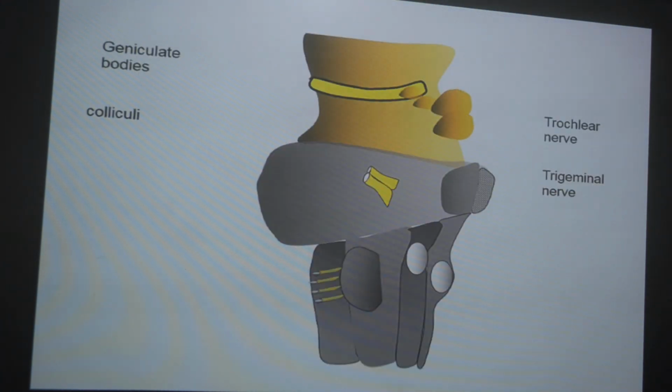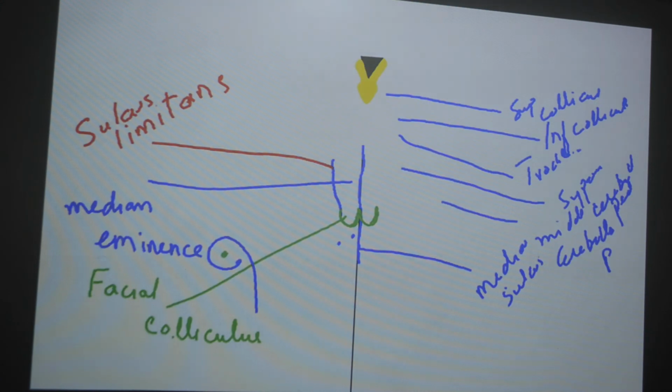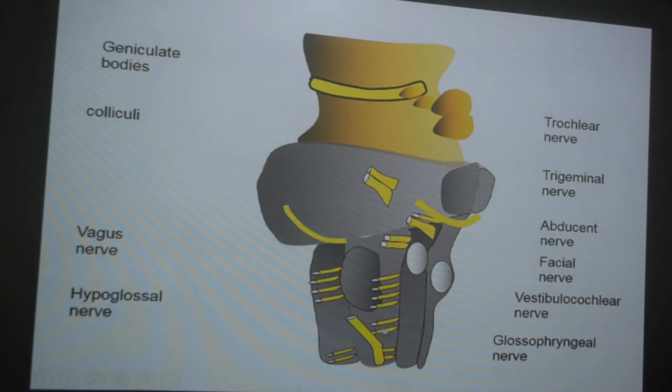If we go to the lateral aspect of the brainstem, you can see the pyramid. This is the anterior median sulcus, which gives rise to the hypoglossal nerve. Then you see the olive. Then you see the 9th, 10th, and 11th, the glossopharyngeal, vagus, and accessory, and in between them you can see the olive.